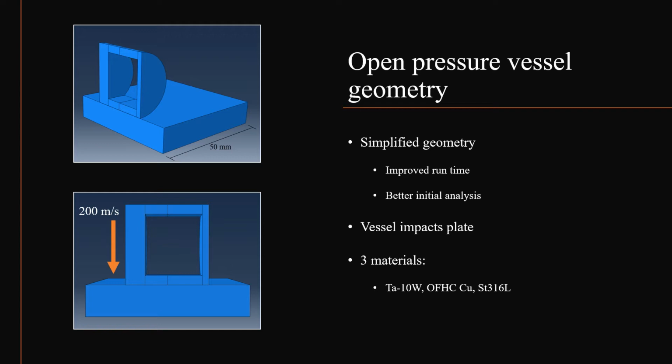The vessel is restricted from moving or rotating except in the vertical direction, and is given a downward velocity of 200 meters per second, causing it to impact the pinned plate below. At Sandia, this geometry is being considered for physical testing due to its ability to be easily machined. This could lead to a future comparison between those physical tests and a finite element analysis. For my project, 3 different materials were applied, one at a time, to the vessel: OFHC copper, tantalum 10 tungsten, and steel 316L.